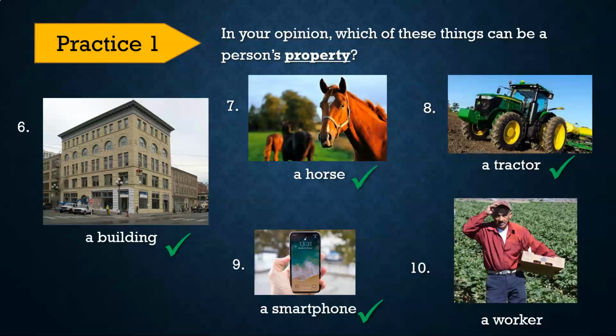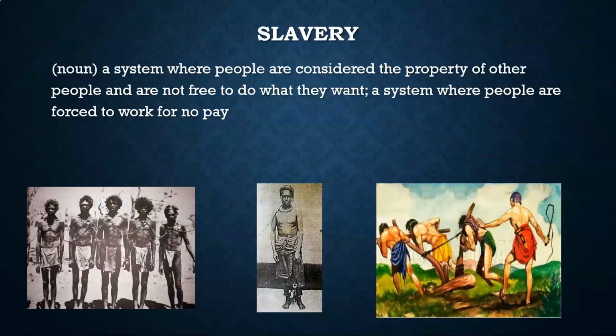If someone works for you, that is not your property. People cannot be property. So this word property is quite important when we talk about this period in history. The next word is slavery. Slavery is a system where people are considered the property of other people and are not free to do what they want. This is a system where people are forced to work with no pay.